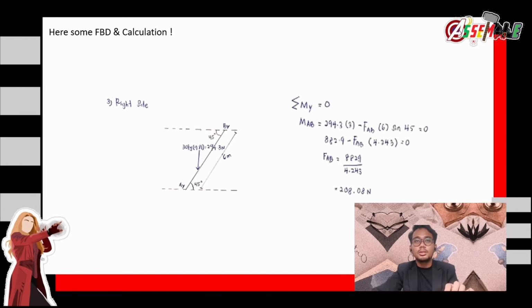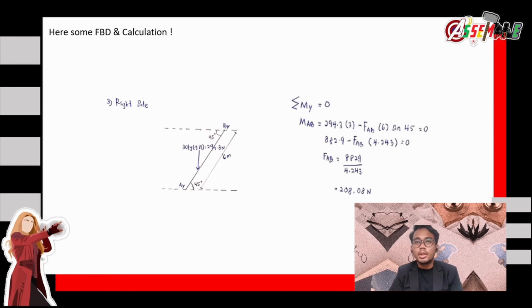Okay, for the next slide, the right side. So the right side, the part which is holding the bridge, has a view angle, as you can see, which is 45 degree, and then 30 kilo multiplied with gravity 9.81, so we get 294.3 Newton. The length of the side is 6 meter long.